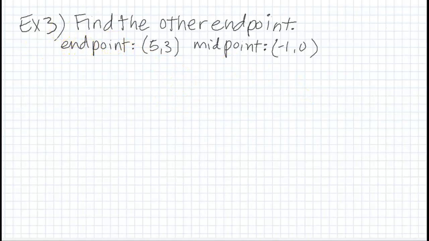So I'm finding the other endpoint. Other endpoint. That means I already know my midpoint and I need to find the other endpoint. I'm given an endpoint and a midpoint. So my endpoint and midpoint I'm going to graph here, keeping in mind that I'm not trying to find the middle of these two numbers. I want to know the other endpoint.